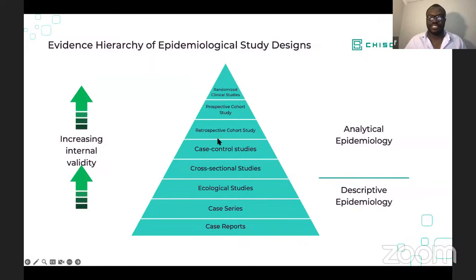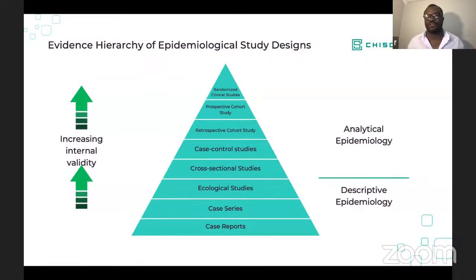The remaining 4 studies up here are what we call analytic studies, right? The ones at the bottom here, from cross-sectional downwards, are descriptive epidemiology. The ones up here, the 4 up here, case control studies, cohort studies, and randomized trial. Of course, cohort studies, you have both prospective and retrospective, are analytical.